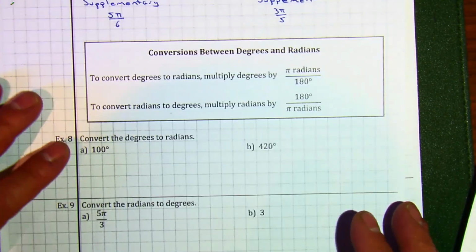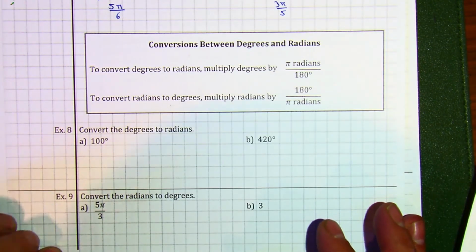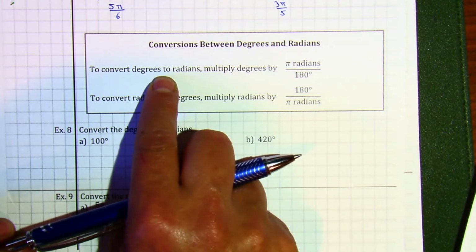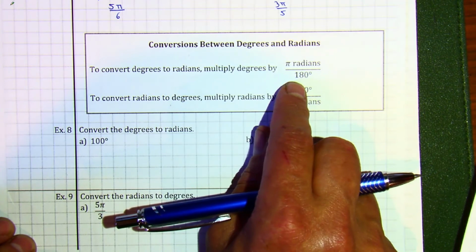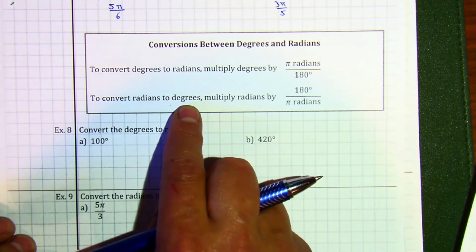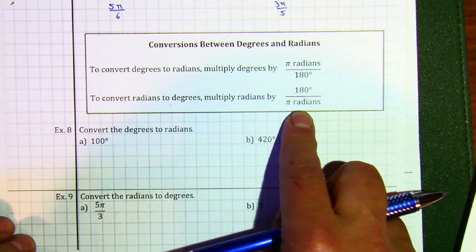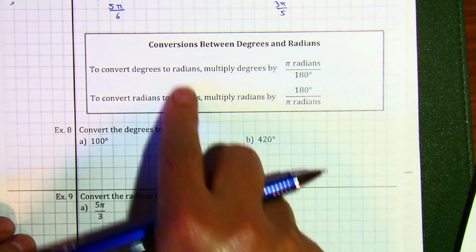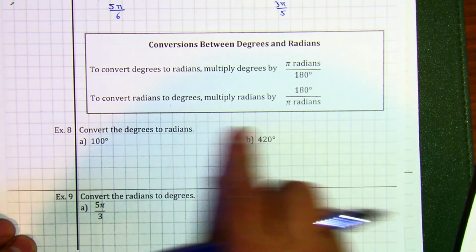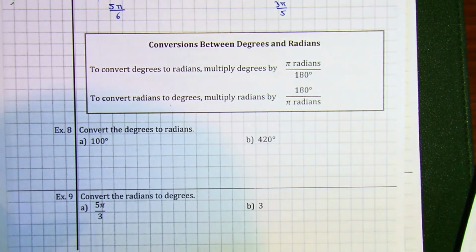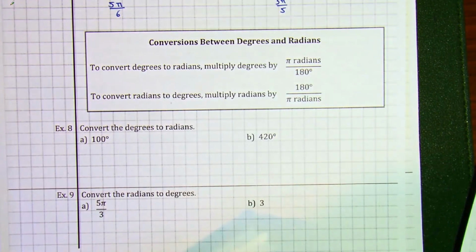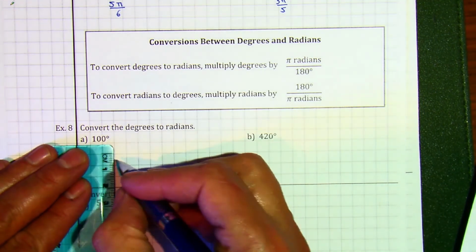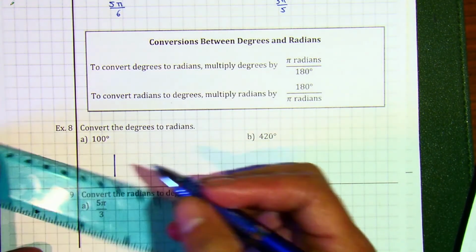Now, to do conversions, to convert from degrees to radians, you can multiply by pi radians over 180 degrees. And to convert from radians to degrees, you can multiply by 180 degrees divided by pi radians. So go and paste your cutout, copy example number 8, and we'll start once you are ready. Now, instead of memorizing what I need to multiply by, I prefer to do a conversion table that we just did on example number 1.